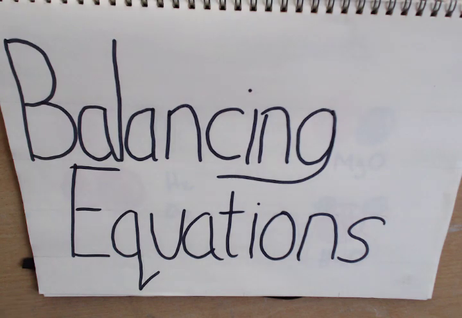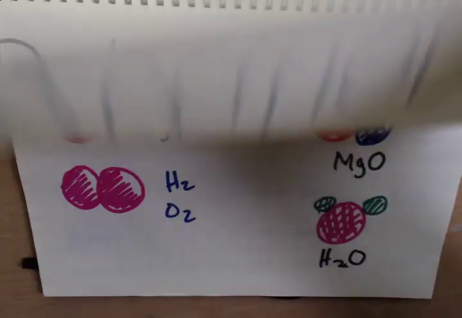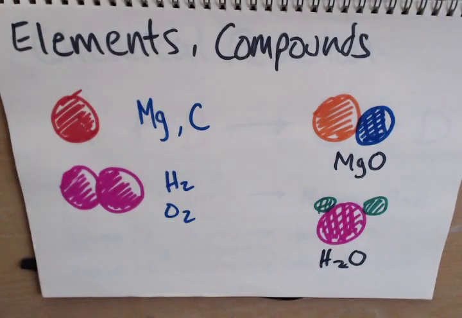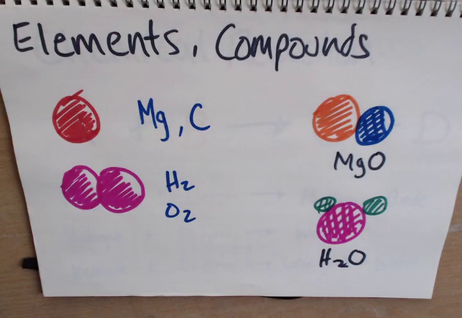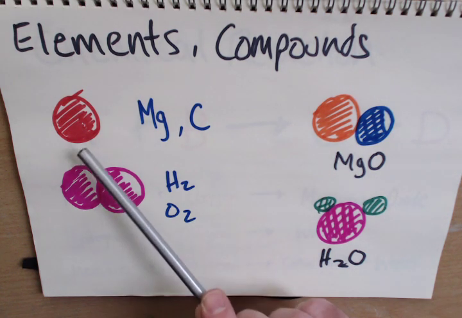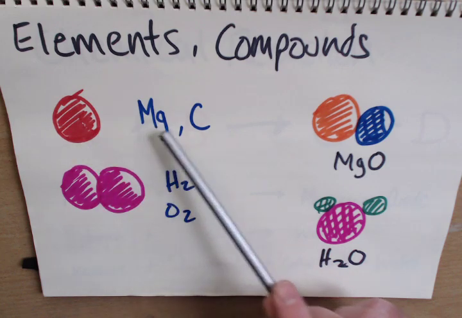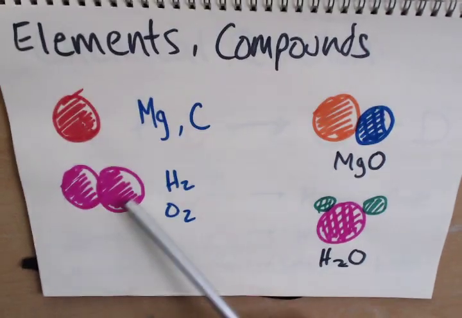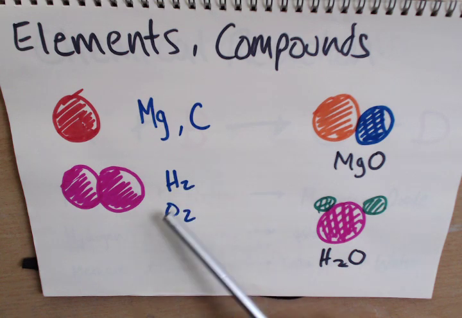Okay, this is a brief video on how to balance equations. Let's start at the beginning with elements and compounds. Elements are the simplest way of expressing any material. They can appear as either atoms, such as magnesium and carbon, so they appear on their own, or as molecules, such as H2 or O2, hydrogen and oxygen.